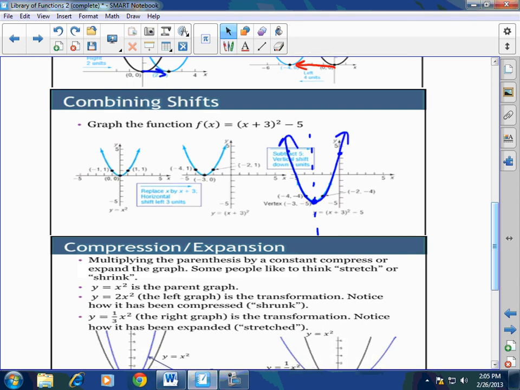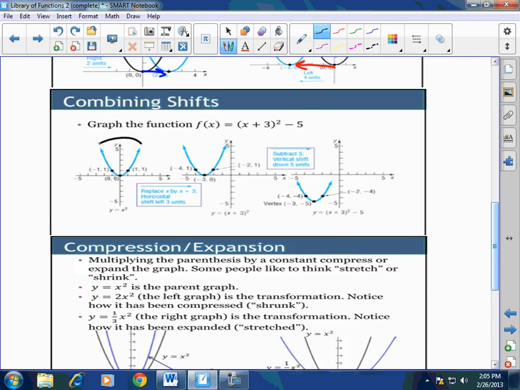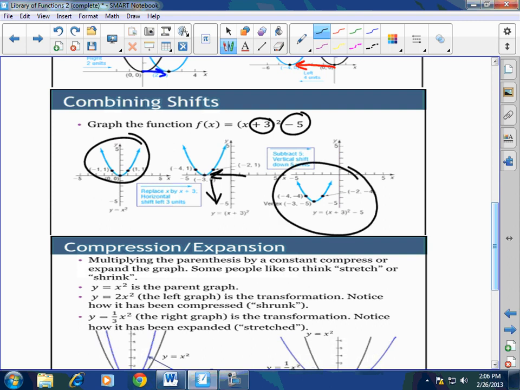We have that skill. But let's say you don't want to do it that way. Cool. Graph your original graph. I'm going 3 to the left and 5 down. So I went 3 to the left, which is why you went this way, and then 5 down. That's why you end up here. You with me, my friends?